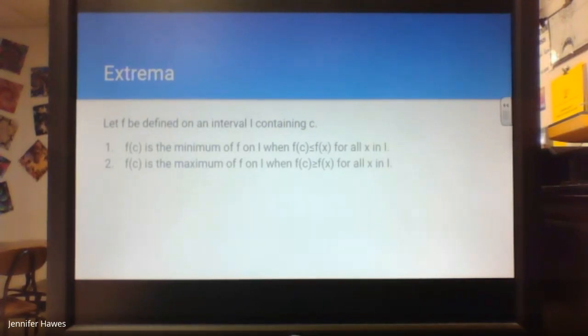So does extreme just mean the highest or lowest point? Yeah. You can have other extreme low points, but there's a lowest and a highest point on here. They'll call it a maximum and minimum.